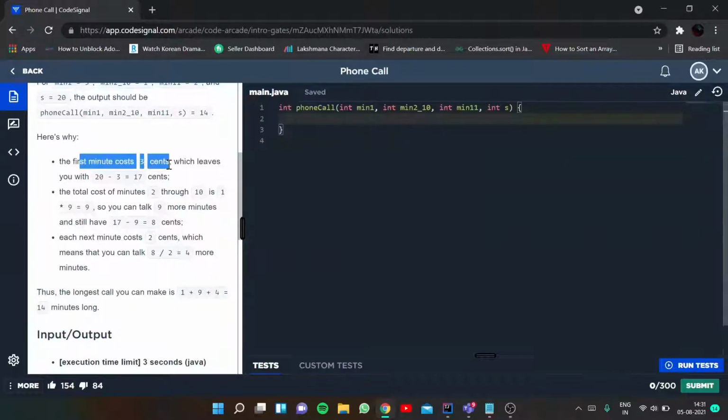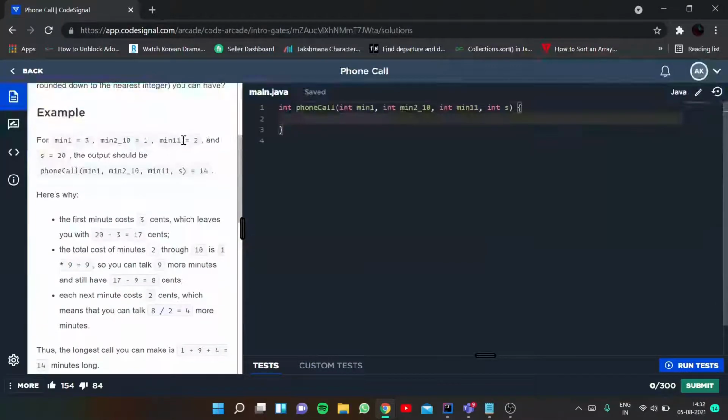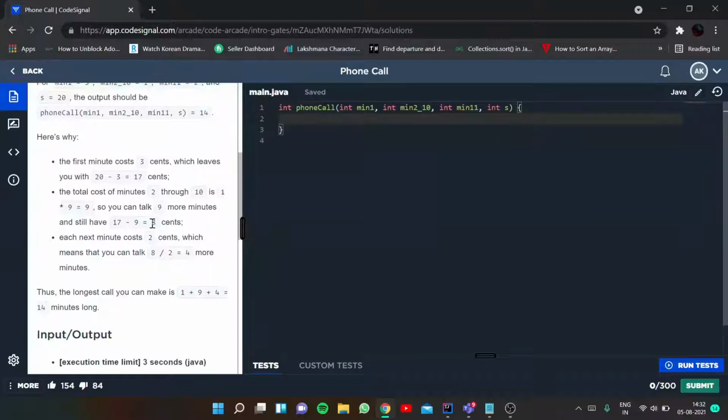The first minute costs 3 cents, which leaves 20 minus 3, that is 17 cents. Then the cost of the 2nd to the 10th minute, as I have said, is for 9 minutes. So from the 17 left, 17 minus 9 is 8. So we have 8 cents left. After the 10th minute, every minute costs 2 cents, so we divide the rest by 2. So 4. We can make 4 more minutes.